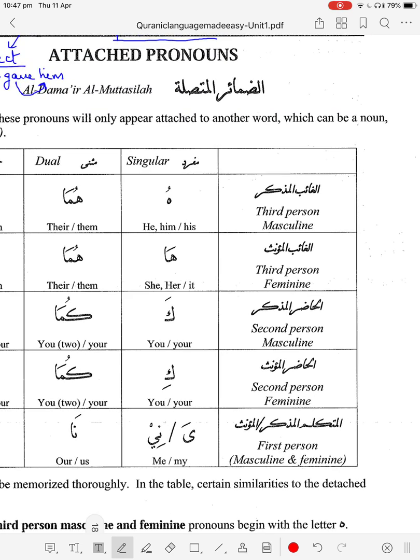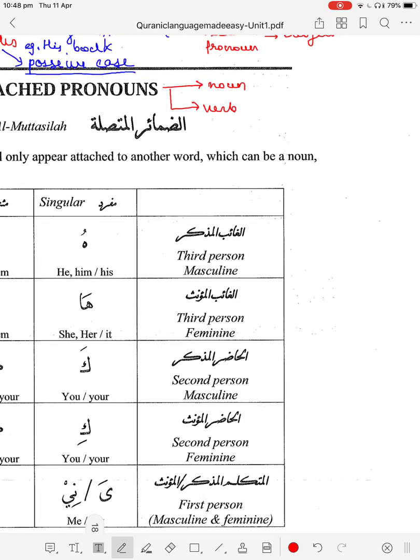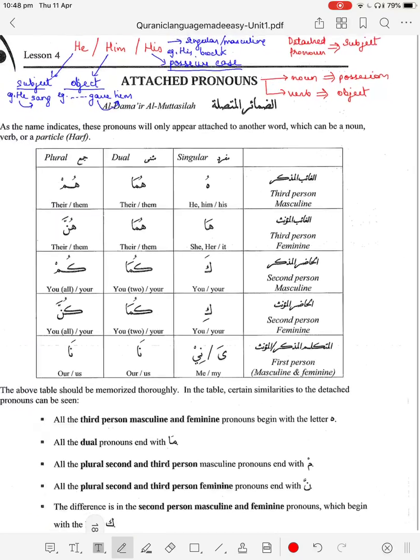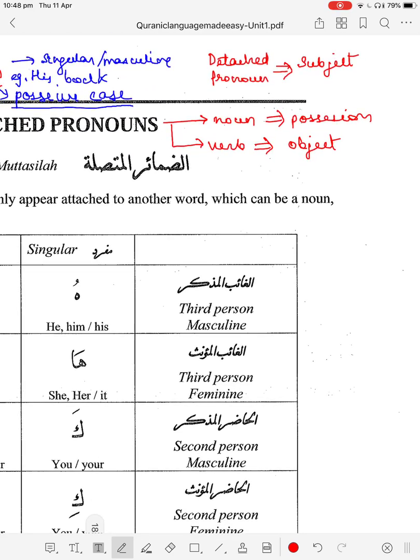So attached pronouns again can be of two types. The pronoun can be attached to another noun, or it can be attached to a verb, right? So it can be attached to an ism or a fi'l. When the pronoun is attached to a noun, this is the case of possession, and when the pronoun is attached to the verb, this is the case of object. So we have covered the three cases we were talking about: he, him, his, like subject, object, and possession. We have the same thing here as well.